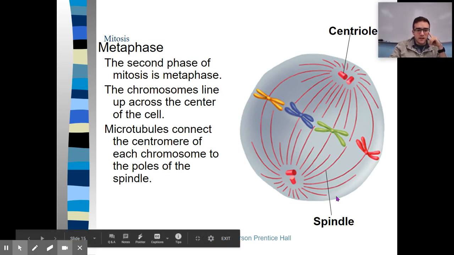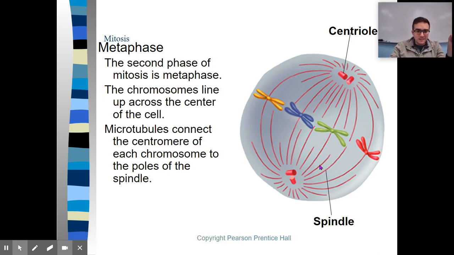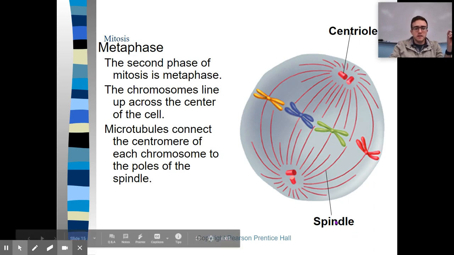And the spindle fibers that are forming actually connect. They connect to the centromere. So they connect to the middle part of each chromosome. So that's what happens in metaphase. The chromosomes line up in the middle. The centrioles move apart to opposite sides. And then the spindle fibers connect to the chromosomes.